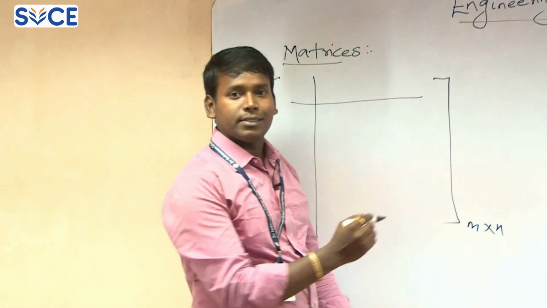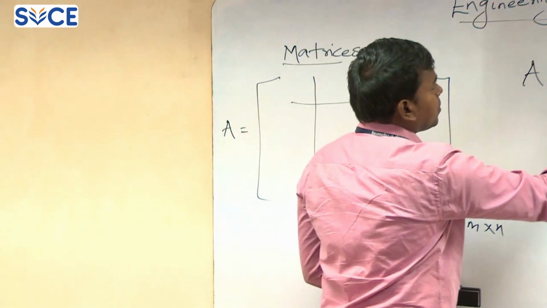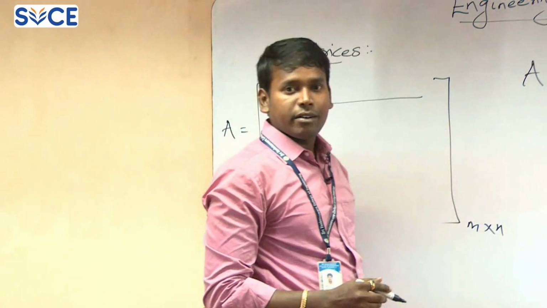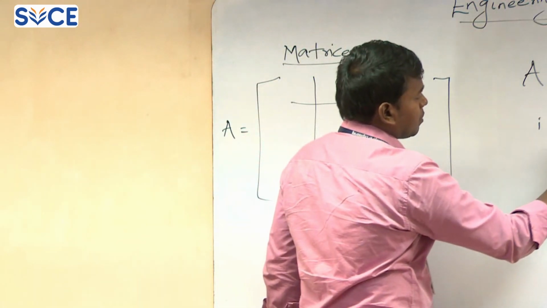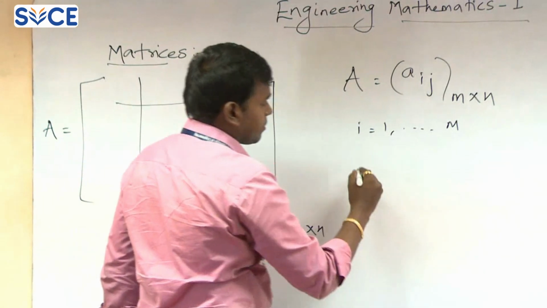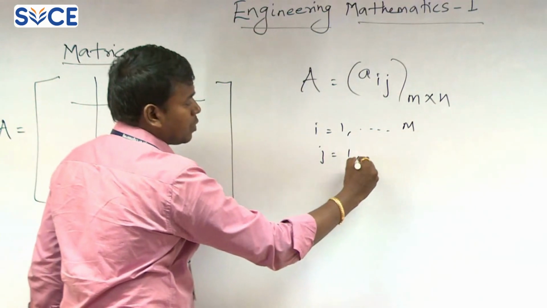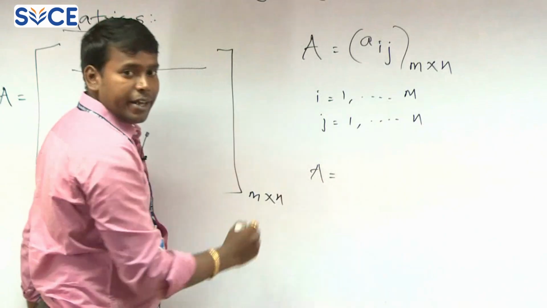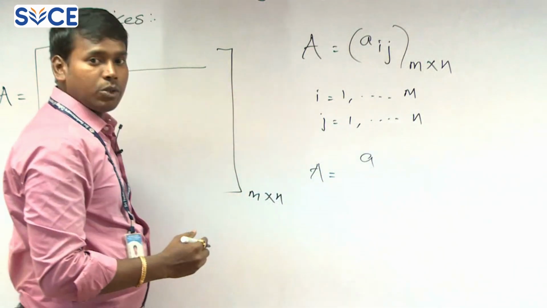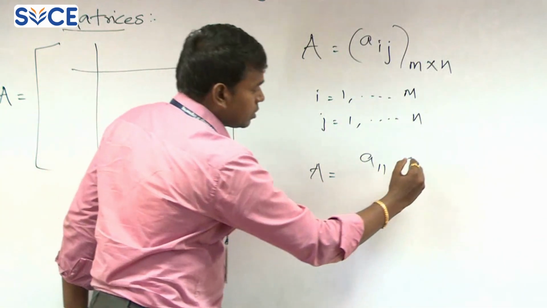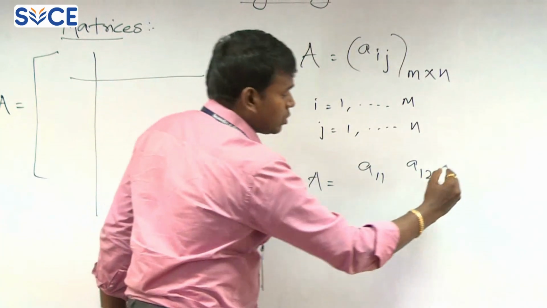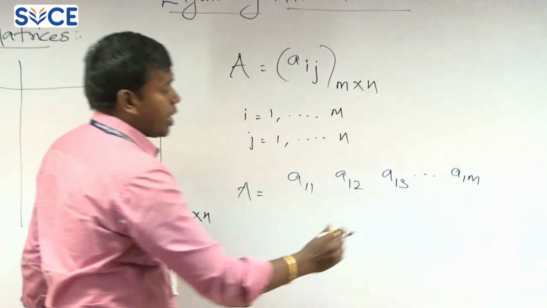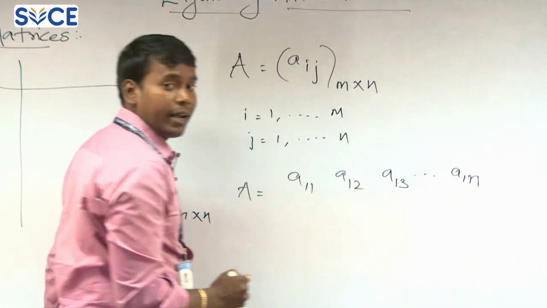The general form of a matrix is capital A equal to A_ij, m by n, where i equal to 1 to m, j equal to 1 to n. Now matrix A equal to, so put the i and j values: first one A11, second one A12, then A13, last one A1n, that is first row and nth column.